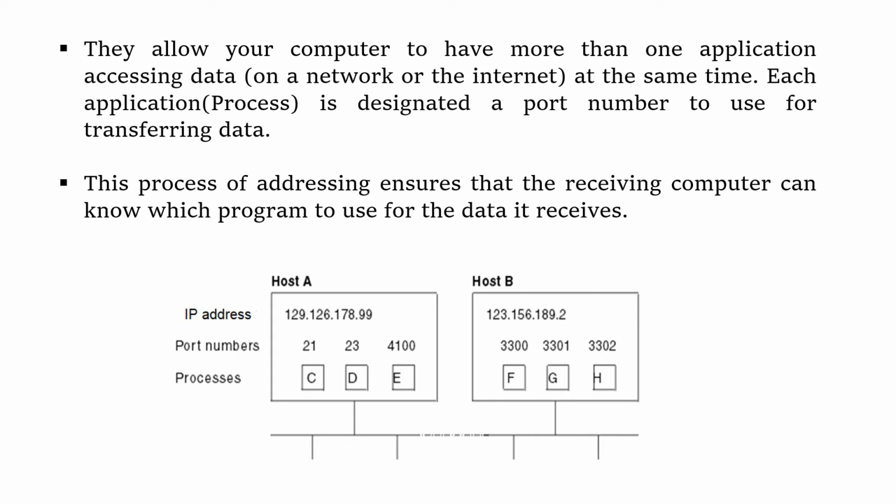Seeing this picture, we can see the device A has processes C, D and E, where they are designated separate port numbers for each of the processes.